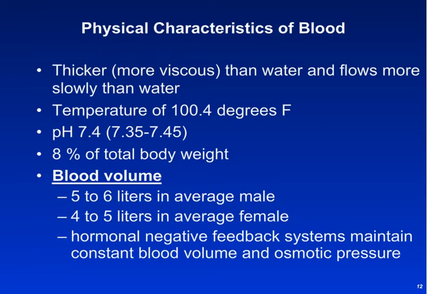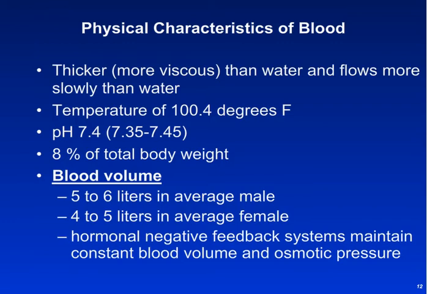The next thing is the pH of blood. Remember, the pH scale measures the acidity or alkalinity of a substance. And as we go down in the pH scale from 7 to 0, we're becoming acidic. And as we go from 7 to 14, we're becoming more and more basic. So blood has a slightly alkaline pH at around 7.4. It can vary from 7.35 to 7.45.